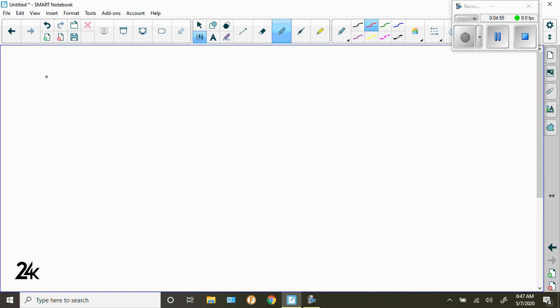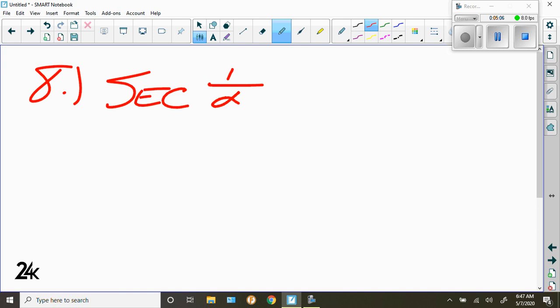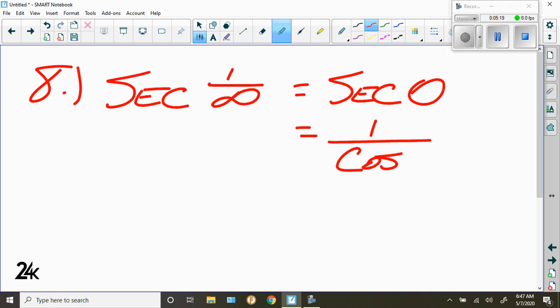Number 8. What is the secant of 1 over infinity? In other words, what is the secant of 0? Well, I would have to do 1 over the cosine of 0. What's the cosine of 0? It's 1. So it's 1 over 1, which is 1. Huh, how about that?